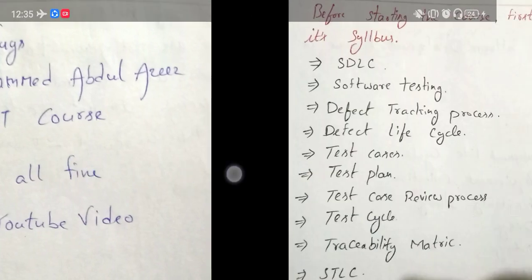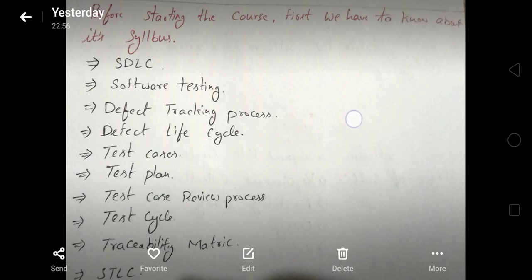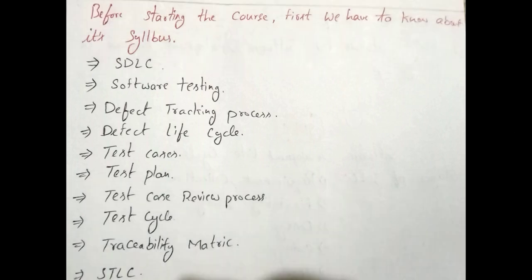Let's start today's topic. Before starting manual testing, first we have to know about its syllabus. We have SDLC, software testing, defect tracking process, defect life cycle, test cases, test plan, test case review process, test cycle, traceability matrix, and SDLC. These are all the topics we are going to study in this course. Let's start the topic SDLC.